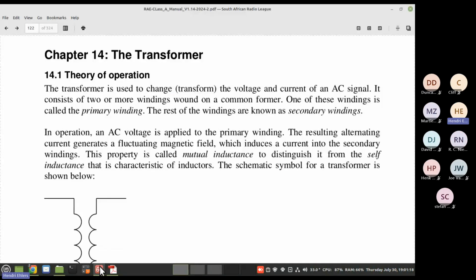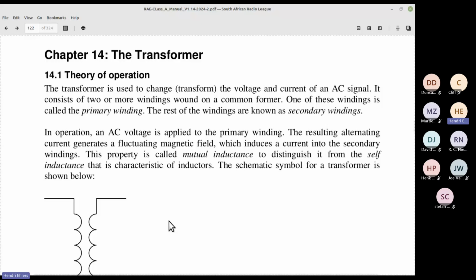Right, good evening, everybody. As you all probably know, we're going to do transformers tonight, and the explanation of what a transformer does is basically in the name. It transforms one thing to another, so it can transform voltage from one voltage to another, and it can transform current from one current to another, and impedance from one impedance to the other.